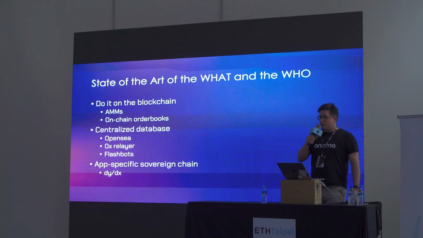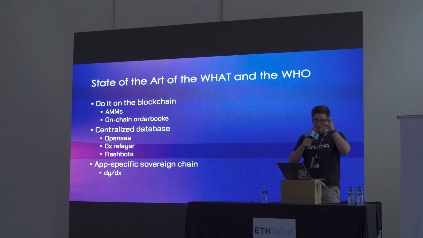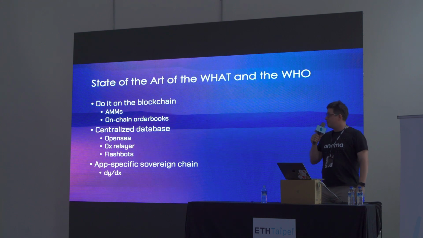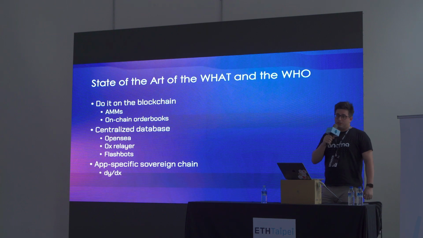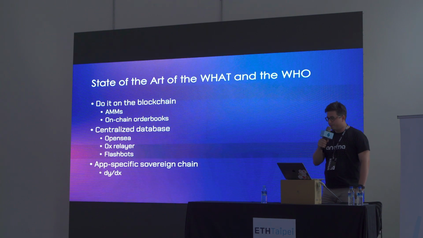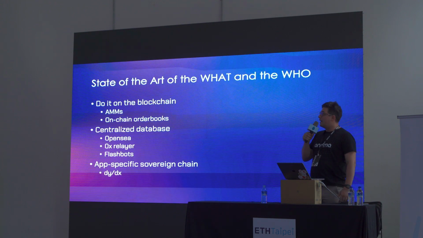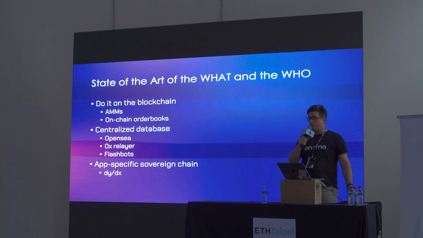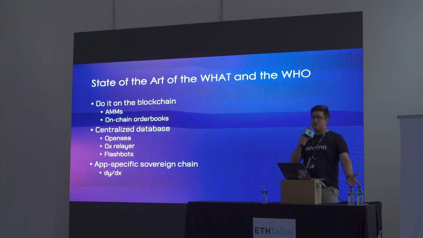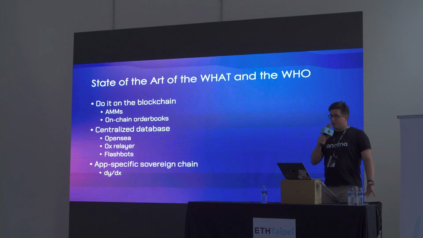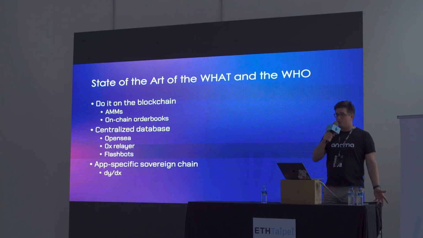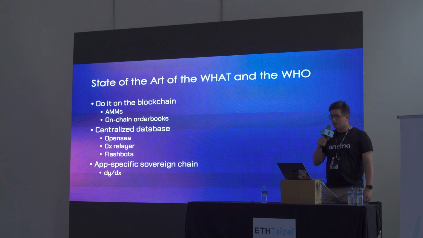We can have a centralized off-chain database, such as OpenSea, 0x relayers, Flashbots are good examples of that. Or we can have app-specific sovereign chains. DYDX is a great example of that. These approaches have their problems. If we do this on blockchain, it's kind of expensive and also unnecessary. We don't really need to store the data related to counterparty discovery on chain. Centralized databases, the problem with them is, well, they are centralized.